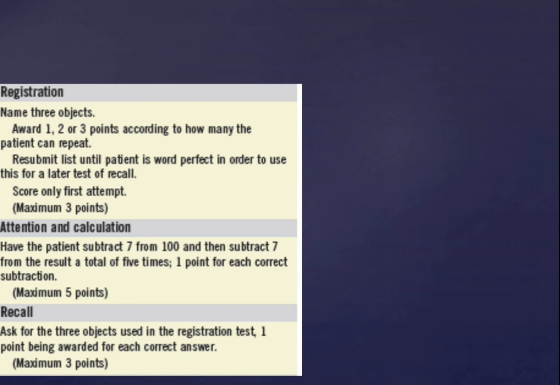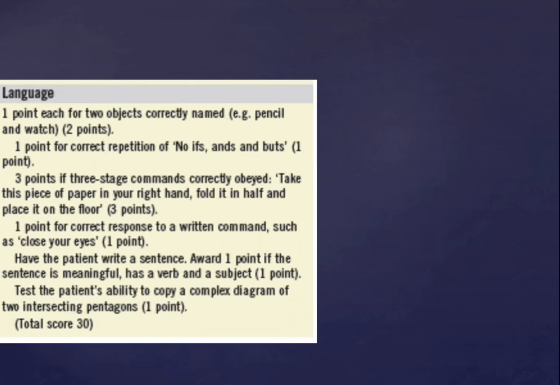Then the next portion is recall, whereby you ask for the 3 objects used in the registration test, 1 point being awarded for each correct answer. So you can give a maximum of 3 points.